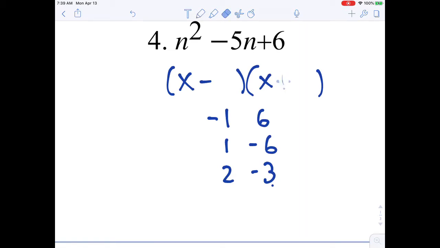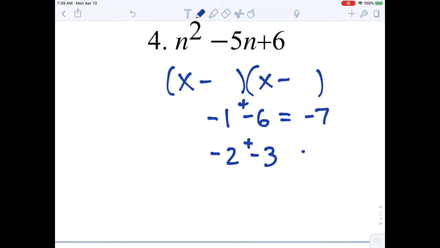Oh, I made a mistake. This should both be negatives. My apologies. And you knew that. So adding these up, the ones that give me -5 are -2 and -3.